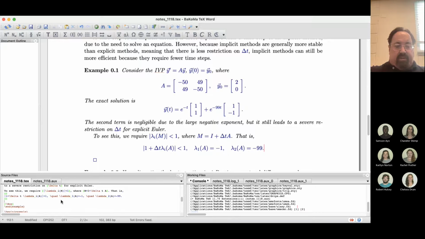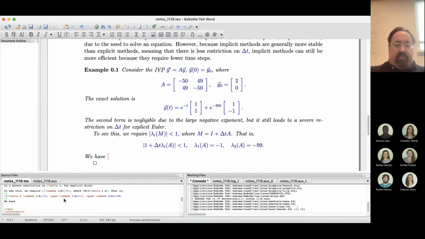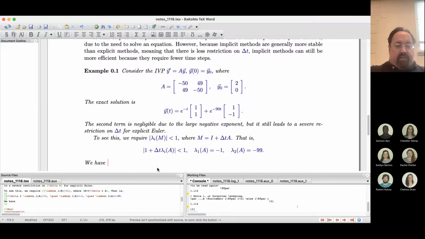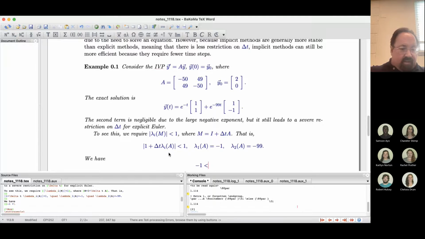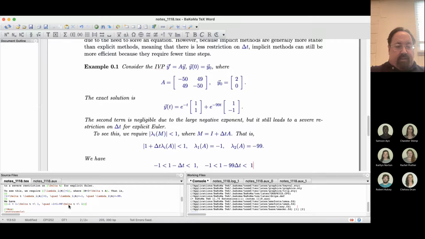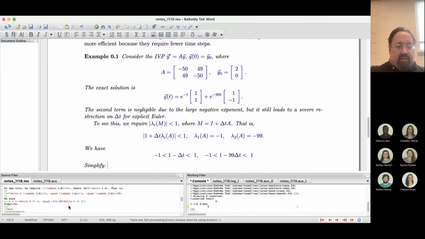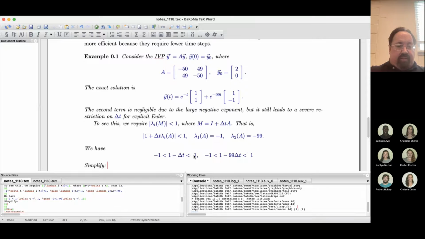So if we get rid of the absolute values, we have minus 1 less than 1 minus delta t less than 1. This is for the case of the first eigenvalue being equal to minus 1. And we have minus 1 less than 1 minus 99 delta t. Okay, so now I want to simplify these. I'm going to add 1 to all sides.